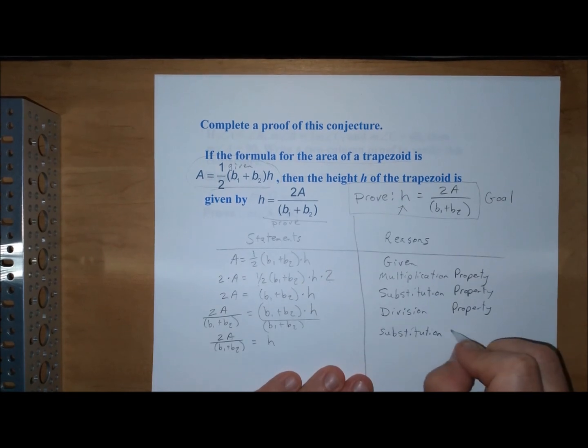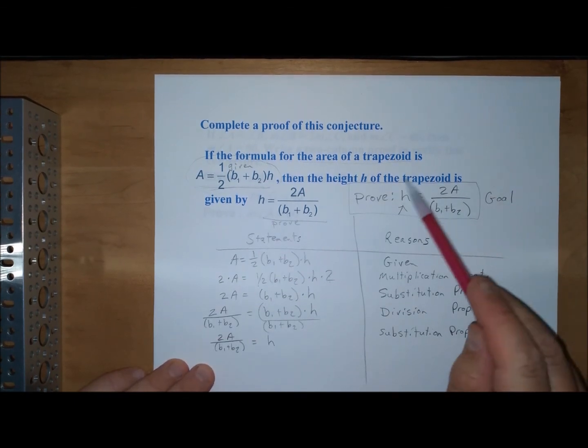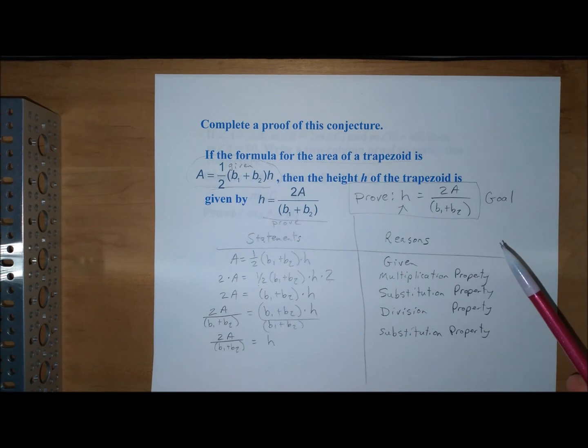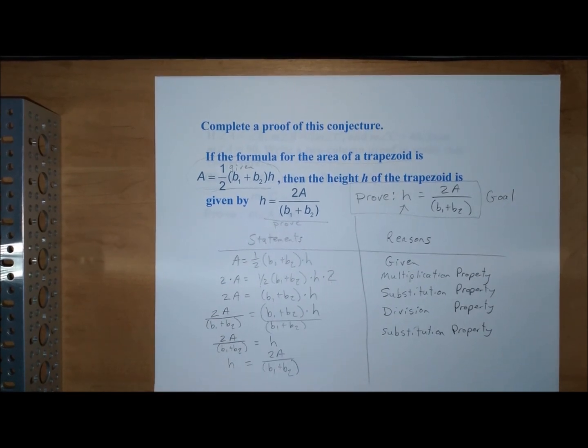Okay, now have I arrived at my destination? Does this look exactly like what I was asked to prove? It looks pretty close, doesn't it? But to make it look exactly like that, I've got to flip it around and say H equals 2A over B1 plus B2. Can I do that? Can I justify that? Does that violate any laws of mathematics? I can do that. What's my reason?